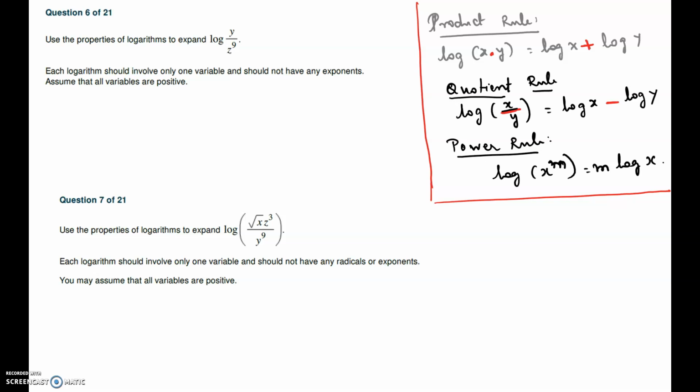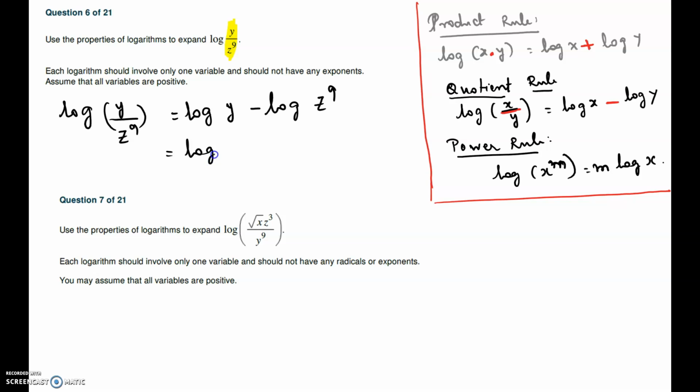So in this problem, we are going to use these properties to expand log of y over z to the 9. So this is a quotient now. This part is a quotient. So we are going to use the quotient rule, the second rule. So log of y divided by z to the 9 is log of the numerator minus log of the denominator. So it is log of y.